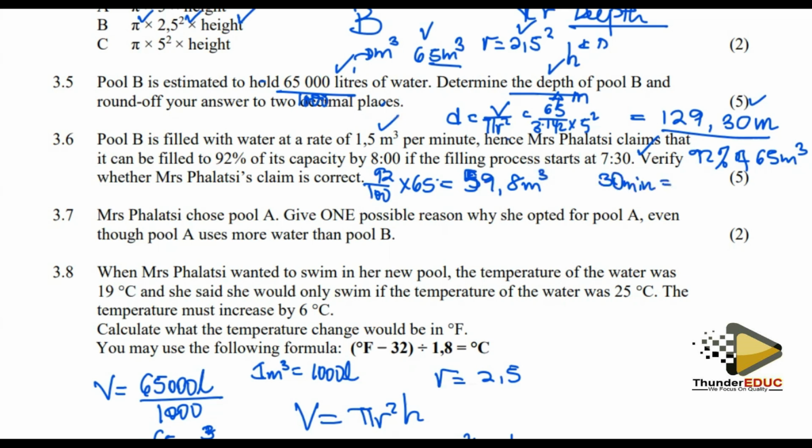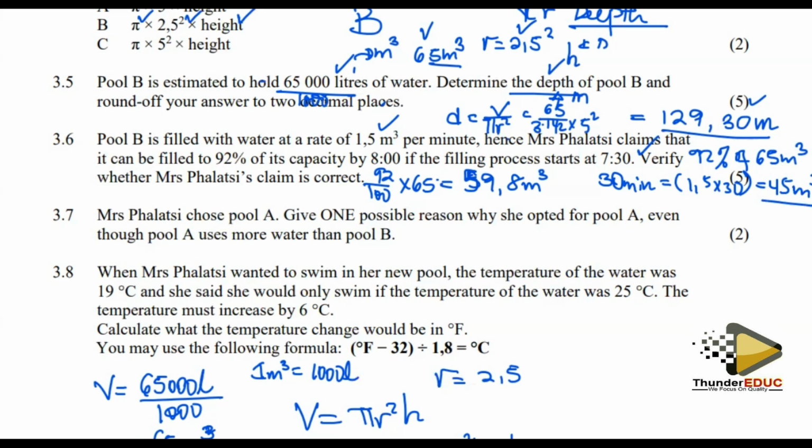So in 30 minutes, how many meters cubed shall we require? You'll get this per minute, so in 30 minutes it will be 1,5 times 30. So we need 45 meters cubed in 30 minutes. So how many meters cubed are remaining to fill it up?